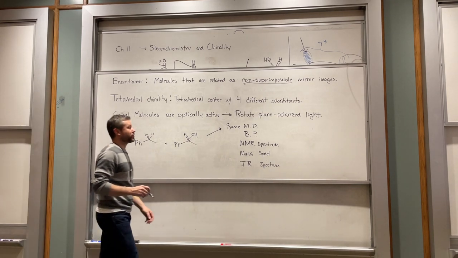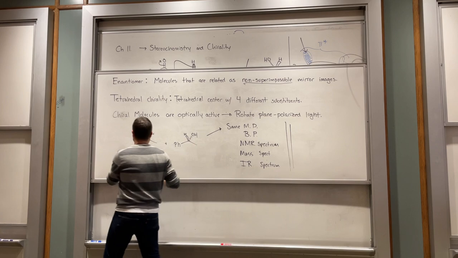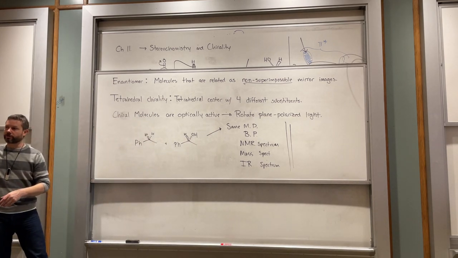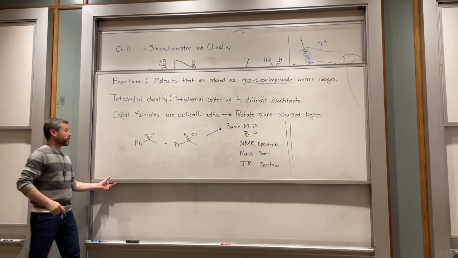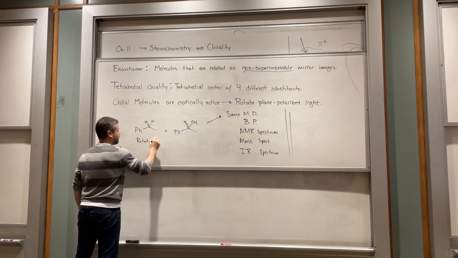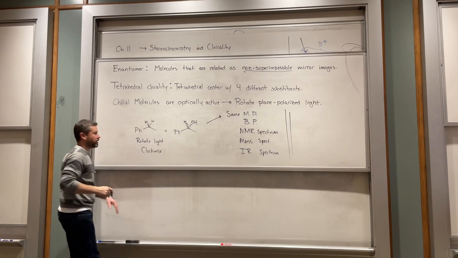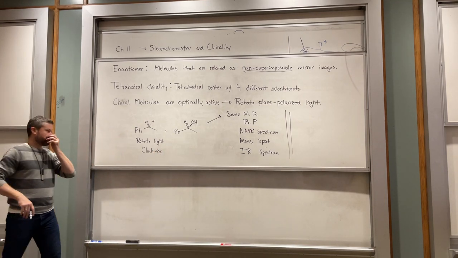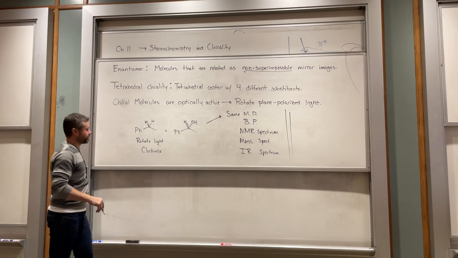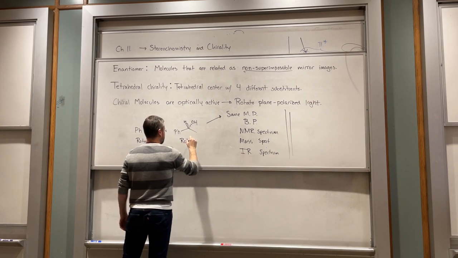Okay, the only differences between these is that one is going to rotate plane polarized light in one direction, right? The other is going to rotate plane polarized light to the same degree, but in the opposite direction. All right, so this will say rotate like clockwise. Right, I'm making this up. This is just for example purposes. Right, and the opposite enantiomer will rotate like counterclockwise.